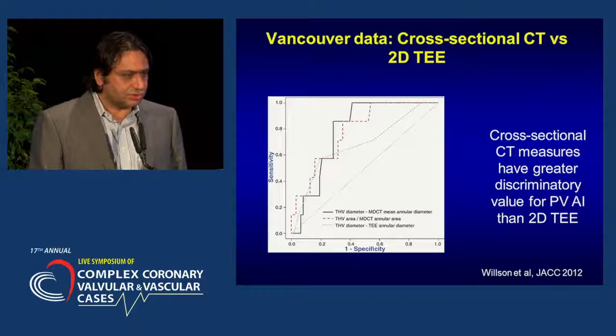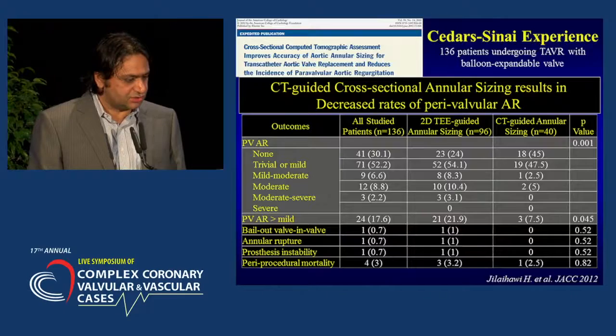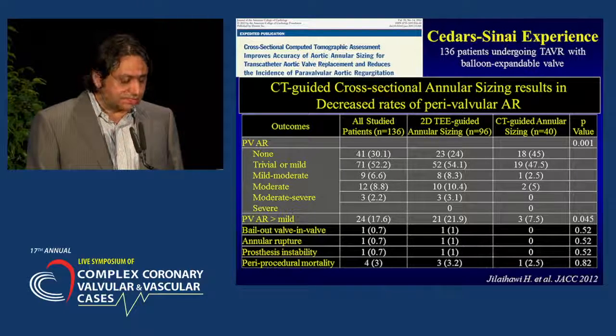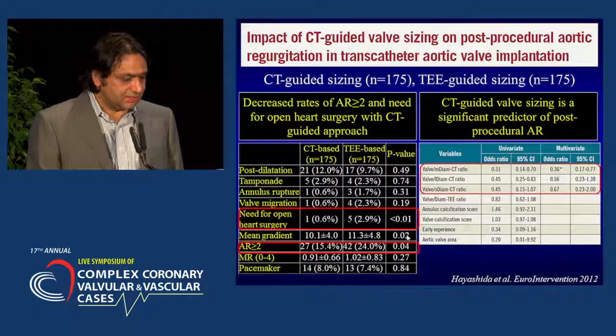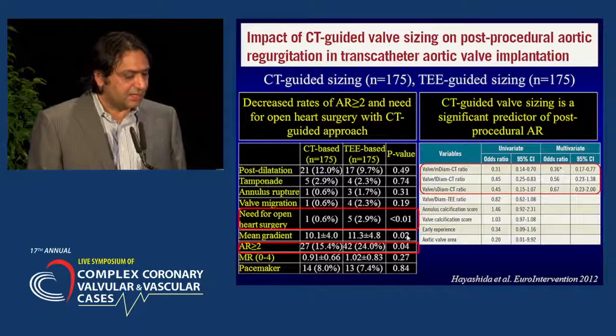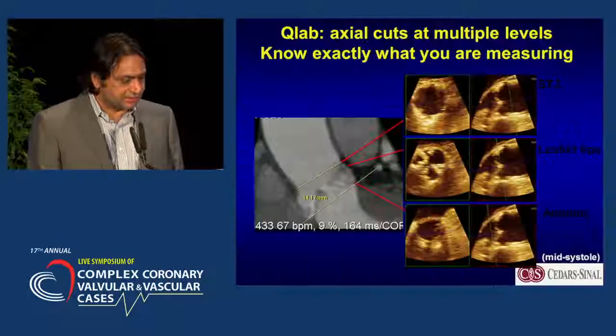And the same thing was shown by Vancouver group, and both of these manuscripts were actually published in the same issue of JACC. What we also showed was that if you use CT measurements, you can actually significantly reduce the paravalvular leak compared to when you actually use two-dimensional TE guidance. And this has been replicated since in a number of other studies, including this one.